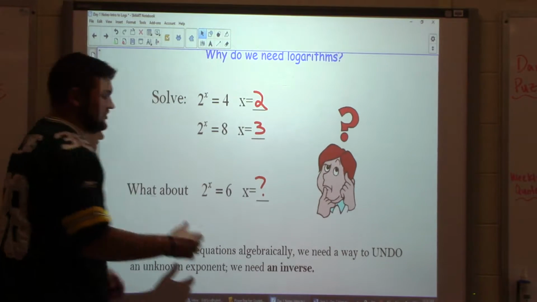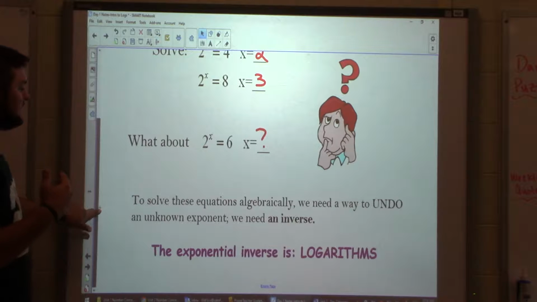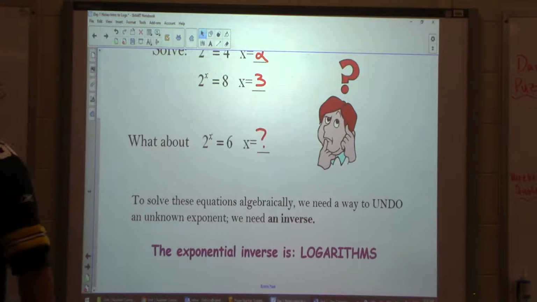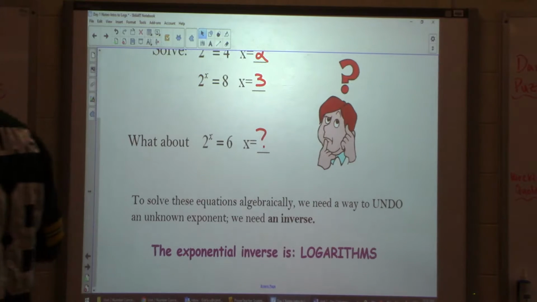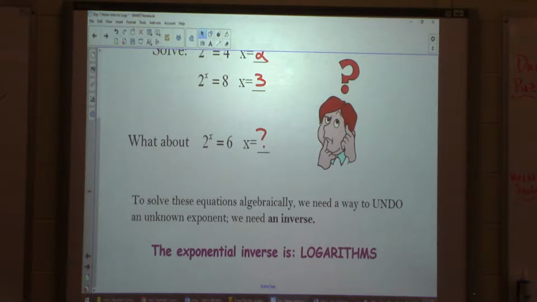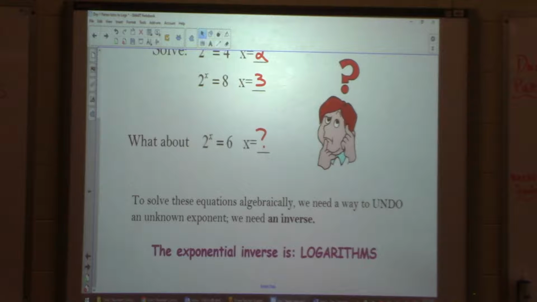Because technically how we undo those exponents with an inverse is called a logarithm. So an exponential inverse. The reason we need logarithms is it is an exponential inverse. So the exponential inverse, that first blank on your paper, the exponential inverse is logarithms. We're going to call them logs most of the time. We're going to write it as log. You have to write out logarithm. You don't need to know how to spell it. Right? There's no spelling test. But you do need to know that the exponential inverse is called a logarithm or a log. Like I said, that's the first blank on your paper. So, exponential inverse is a log.